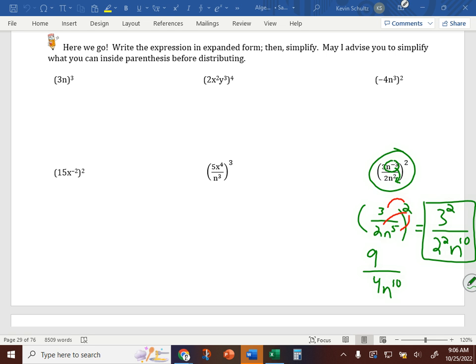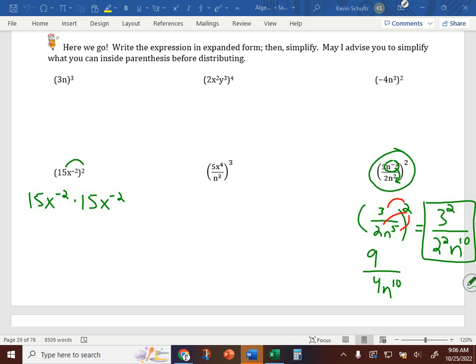Okay, I'm going to distribute my positive 2 into my coefficient of 15. Oh, expanded form. Okay, expanded form. We've got 15x to the negative second times another 15x to the negative second, right? We're squaring everything inside of the parentheses. We are supposed to write these in expanded form first. I should follow my own directions.